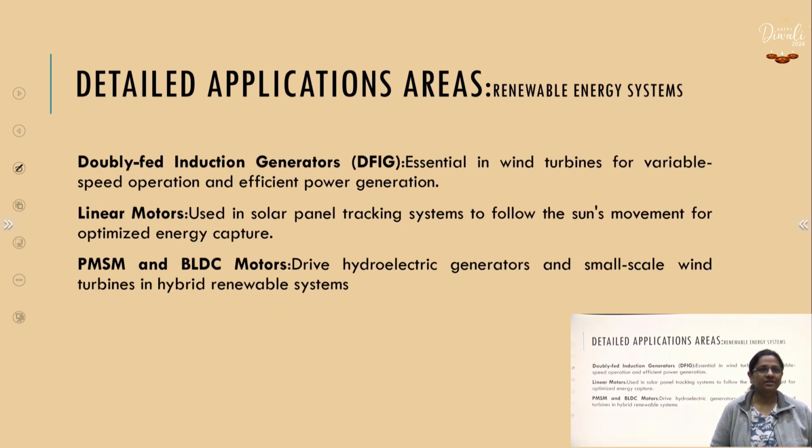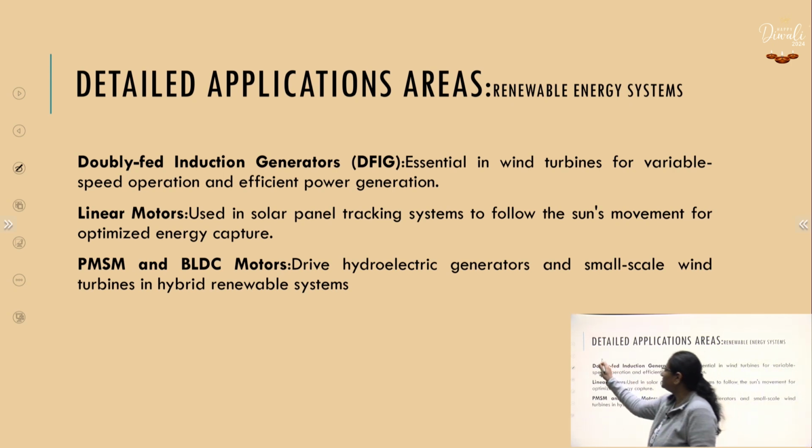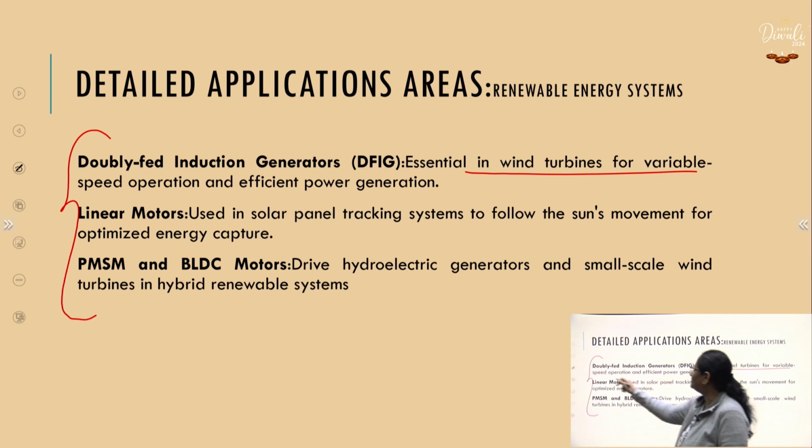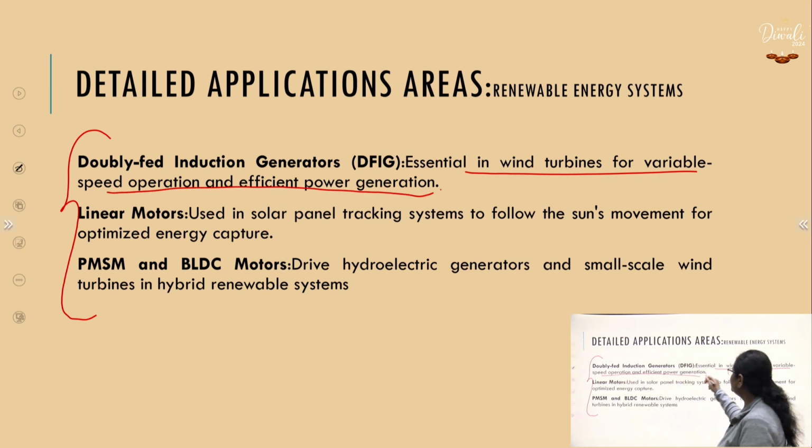Then we are having renewable energy systems, which are very much important in the energy transition that the world is dealing with at this time. So, we are having doubly fed induction generators. They are essential in wind turbines for variable speed operation and efficient power generation, and the efficiency of a doubly fed induction generator ranges between 85 to 95%.